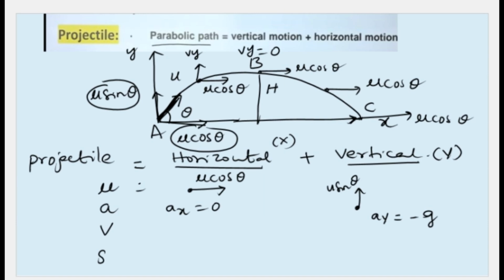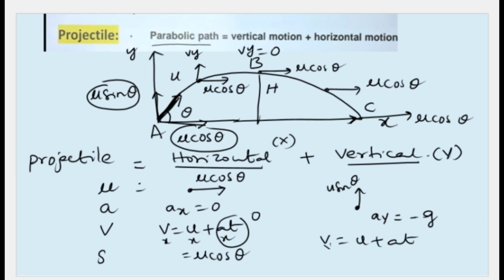So after a certain time, for final velocity we already know v is equal to u plus at. So along the x-axis, the acceleration is 0, so vx is equal to u cos theta. Along the y direction, v equals u plus at, that is vy equals uy plus ay t. uy is equal to u sin theta, ay equal to minus g, so vy is u sin theta minus gt. This is the velocity along the y direction after a certain time.